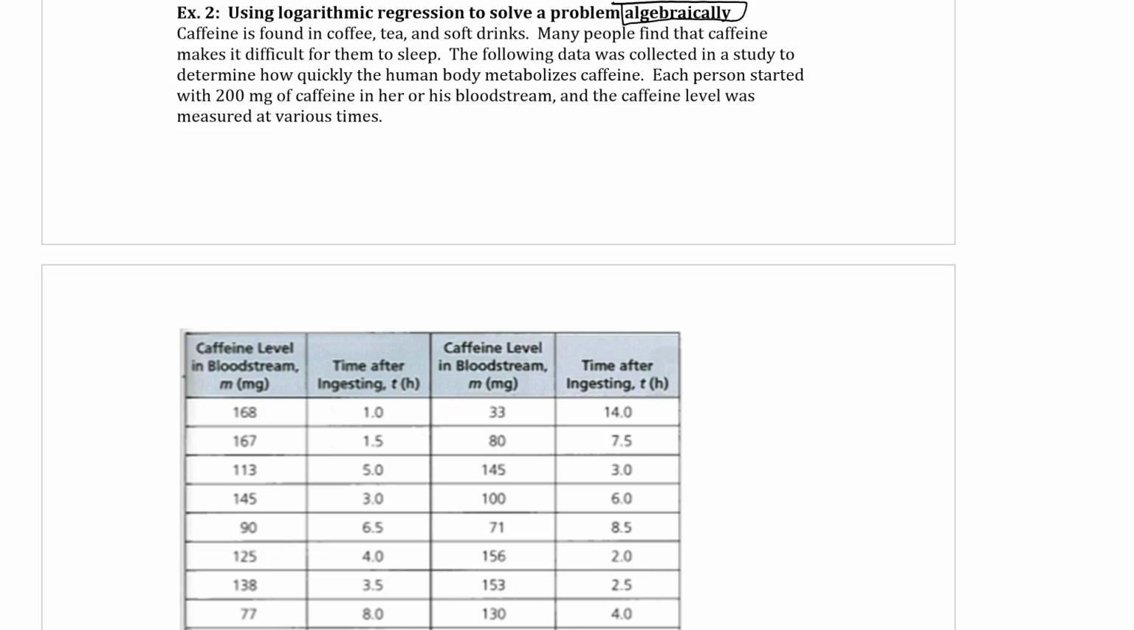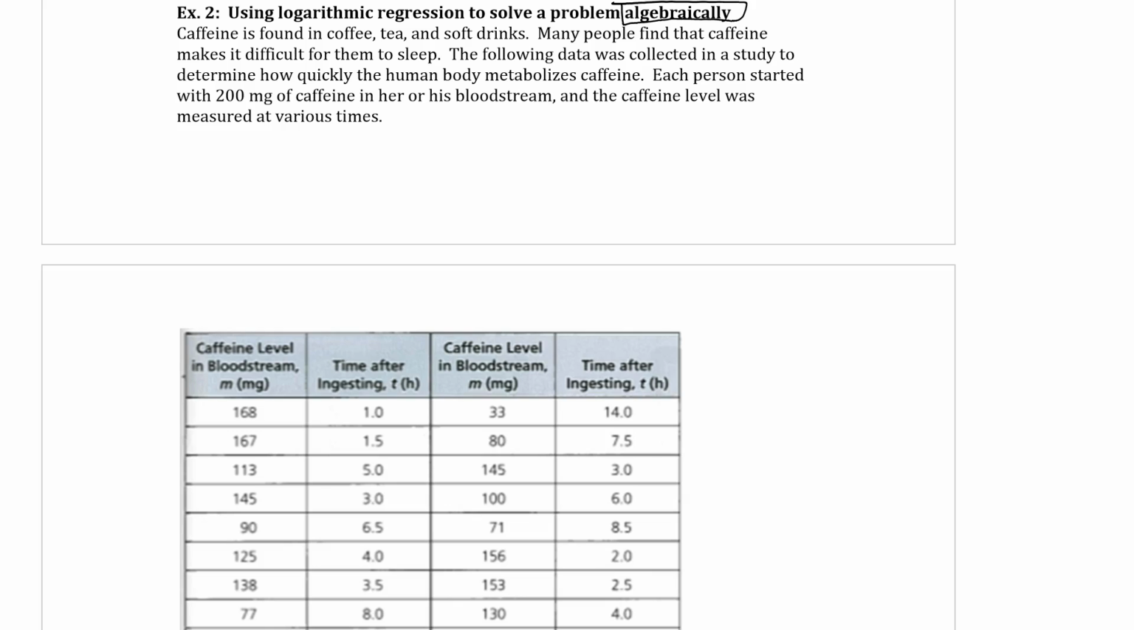But since we have the use of a graphing calculator, I tend to like to use that. Caffeine is found in coffee, tea, and soft drinks. Many people find that caffeine makes it difficult for them to sleep. The following data was collected in a study to determine how quickly the human body metabolizes caffeine. Each person started with 200 milligrams of caffeine in her or his bloodstream, and the caffeine level was measured at various times.